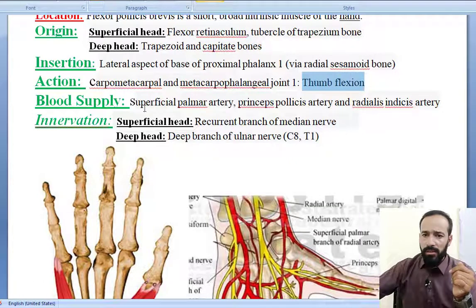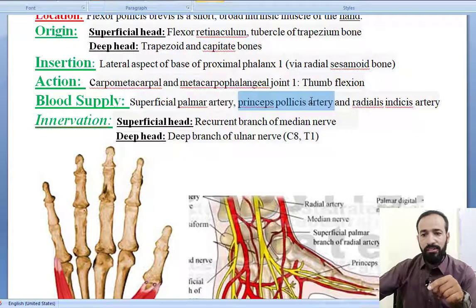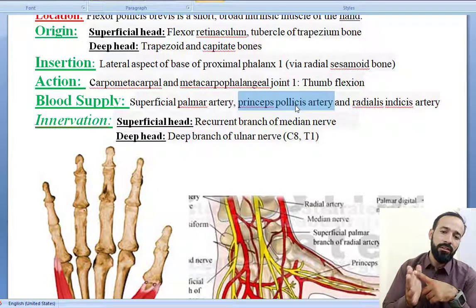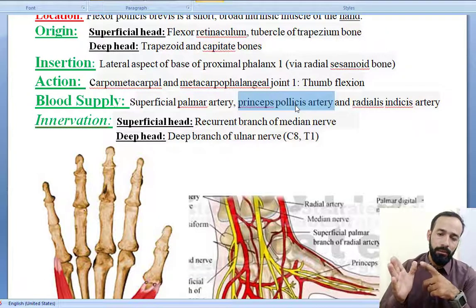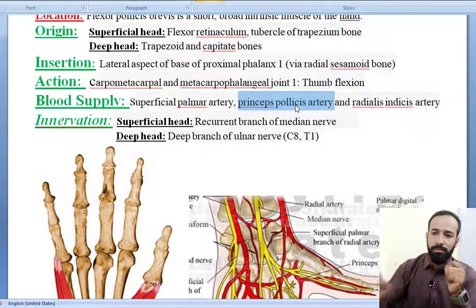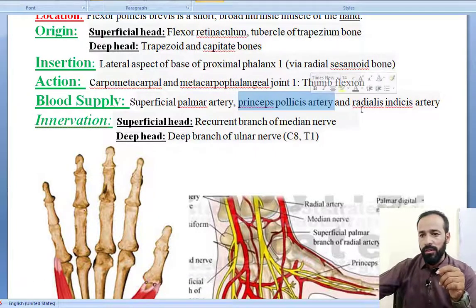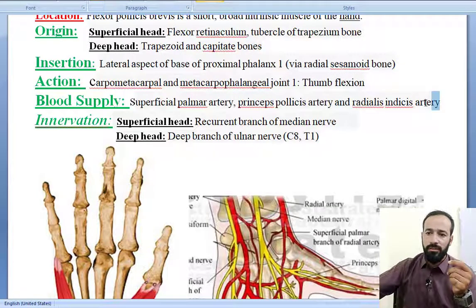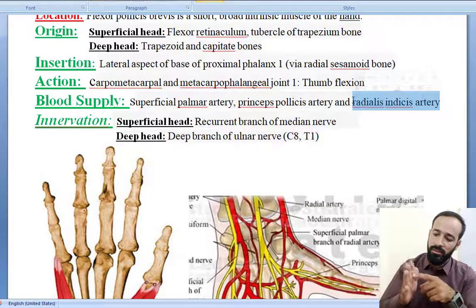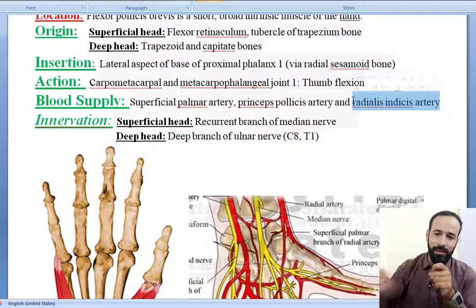And what is its blood supply? It is supplied by the superficial palmar artery, the princeps pollicis artery. Princeps pollicis artery means the main artery which comes towards your pollicis, or thumb. This is the princeps pollicis artery, and the radialis indicis artery. Radialis indicis artery means the artery which comes towards the index finger.